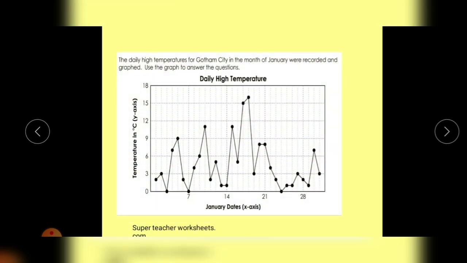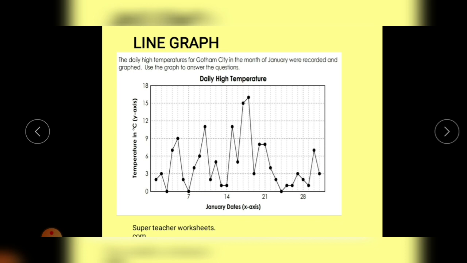Now, let us look at this one. Any guesses of what this is? Yes, you're right. This is a line graph. A line graph is a type of chart used to show information that changes over time. As you can see in the picture, there are several points connected by straight lines in a line graph.